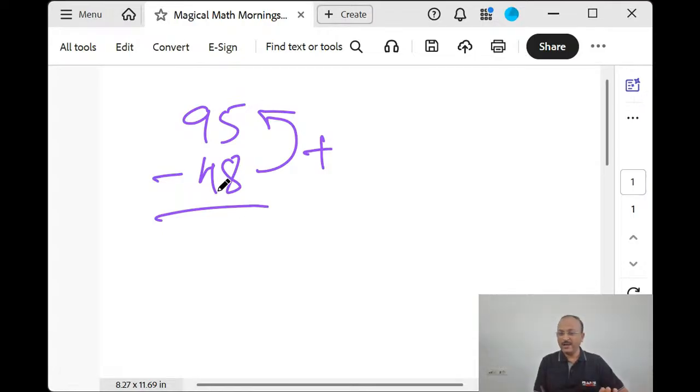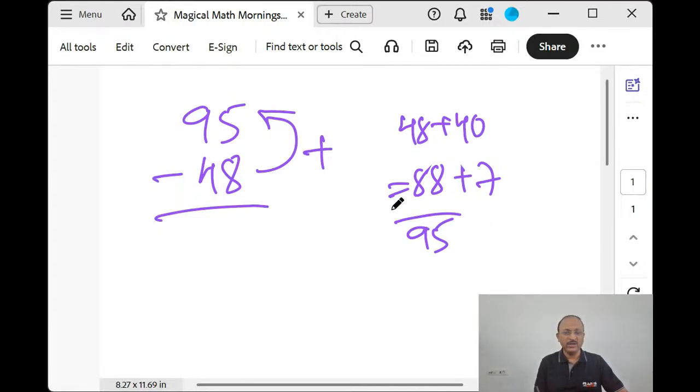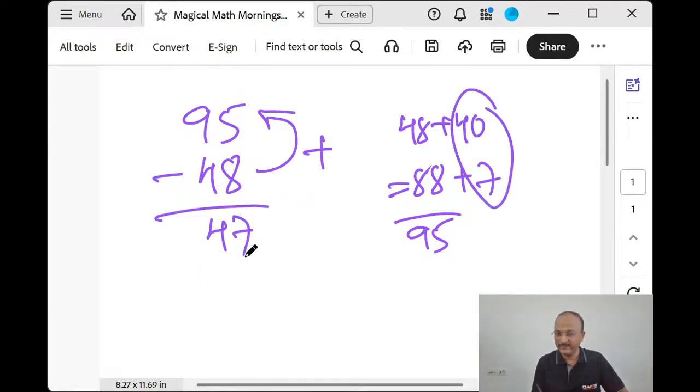48, how will we add? We'll make the number either equal to the minuend or just a little less than this. So only the tens digit we'll consider. 48 plus 40, we'll get 88. Correct? Which is slightly less than 95. For that, we are going to add 7. So what we get? 95. So what will be the answer? 47 we are adding. 48 plus 40 is 88, plus 7.